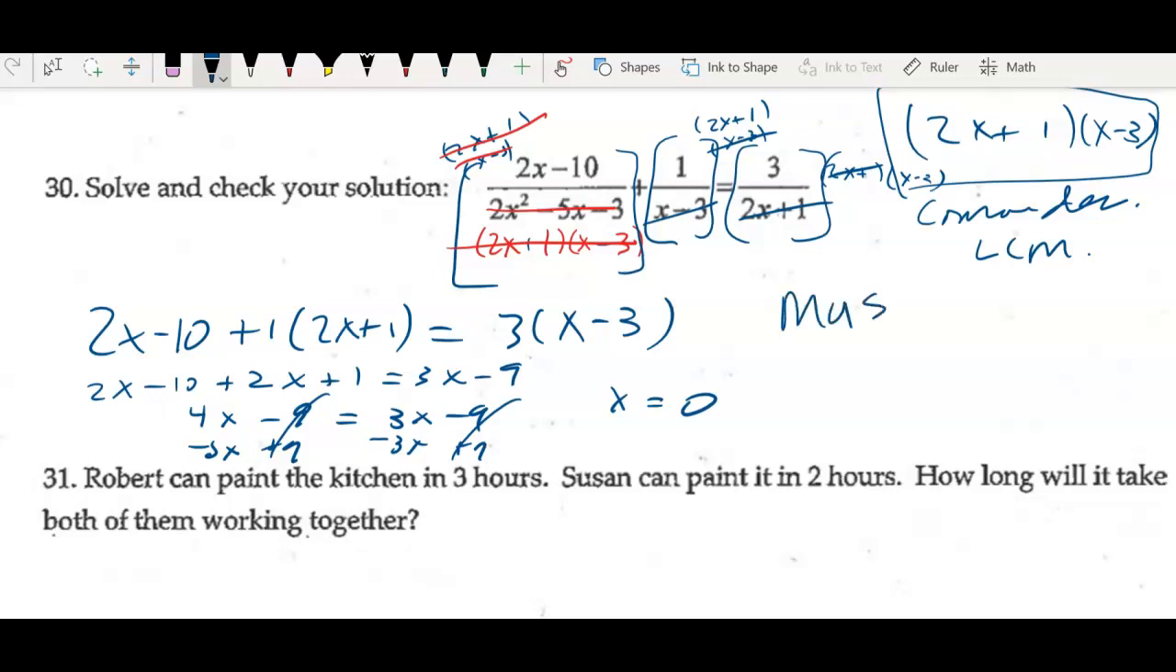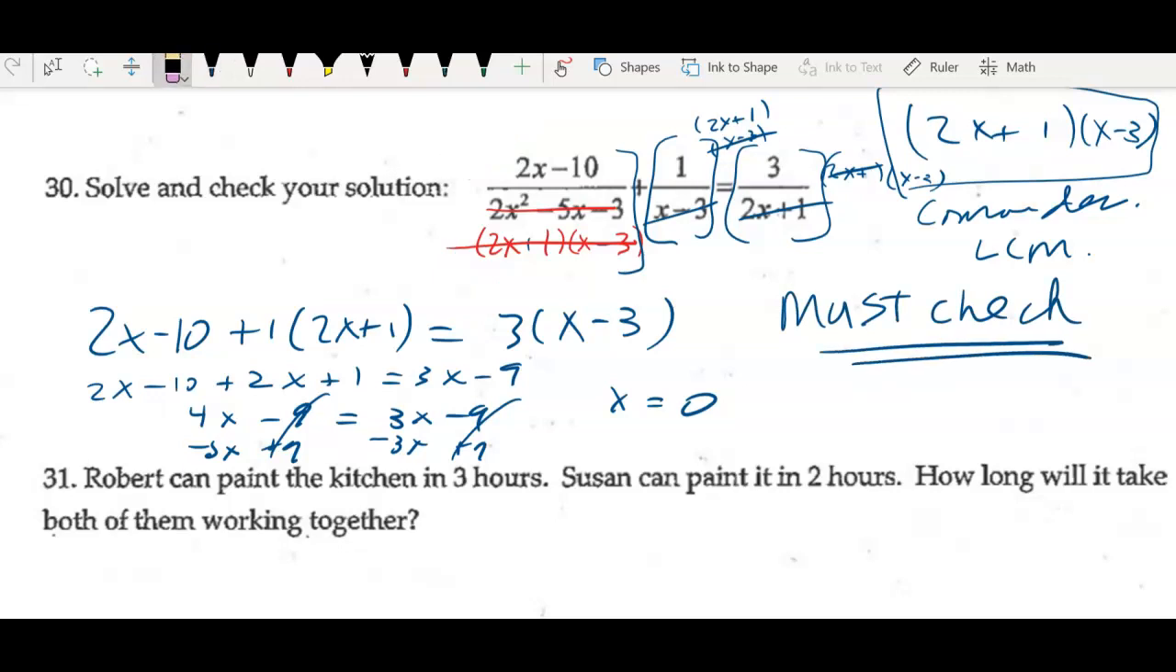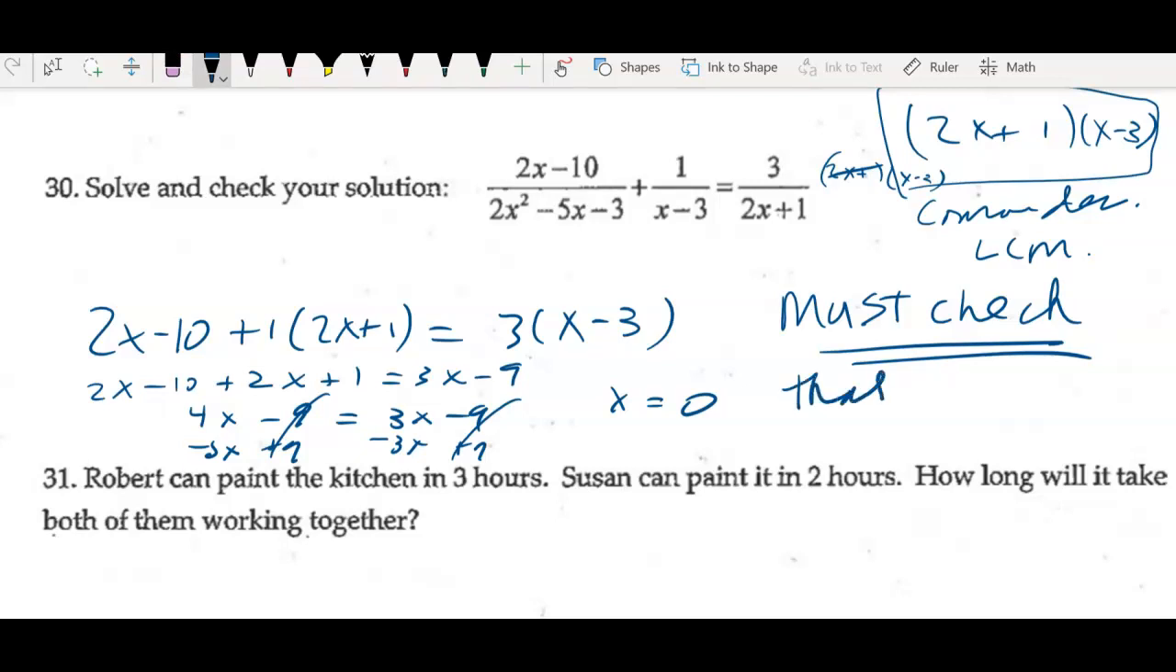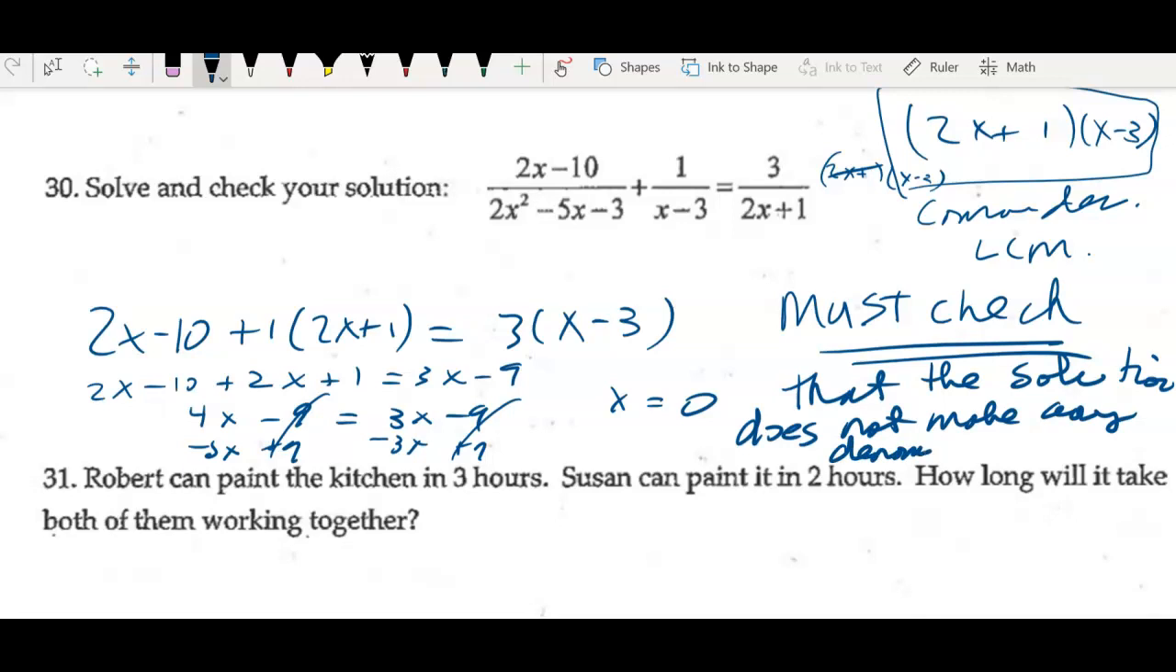You must check it. You're not doing a full check. Here's what you're doing. Let me get the original problem back. You must check that the solution does not make any denominator equal 0. So in other words, if you plug in a 0, you get negative 3, you get negative 3, you get 1. You're fine. Check, check, check.